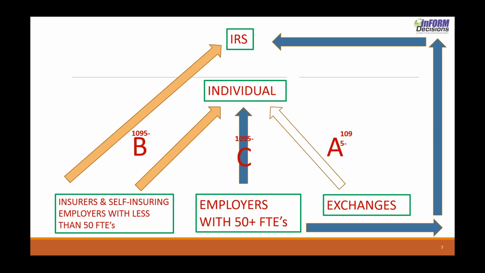This is kind of just a helpful tree to show you the insurers and self-insuring employers. They are going to file the 1095B to the individual employee as well as the IRS. Employers with 50 or more full-time employees are going to file it to the individual as well as the IRS. And then the exchanges, they are simply filing the 1095A.